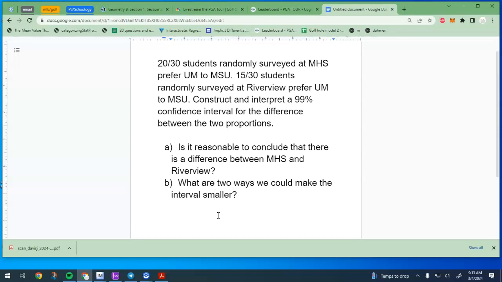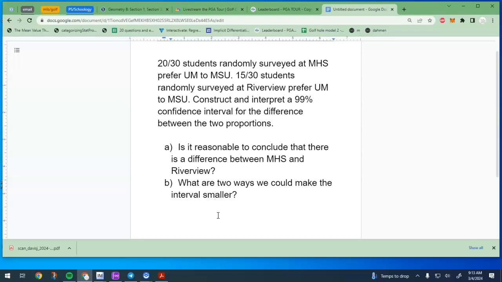I should have asked why or why not. Why is it not okay to assume there's a difference between these two? This is the part where someone would tell me why it's okay. Yeah, Jason. Yeah, the zero's in there. So, it's not reasonable to conclude there's a difference because if there's no difference, when you subtract them, you would get zero. And since zero's in there, it's reasonable to assume that there is no difference.